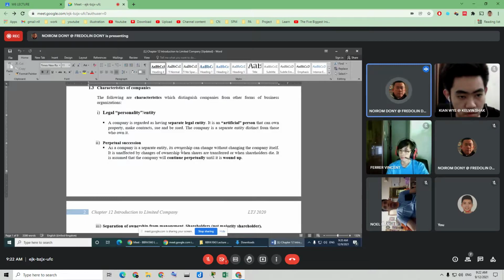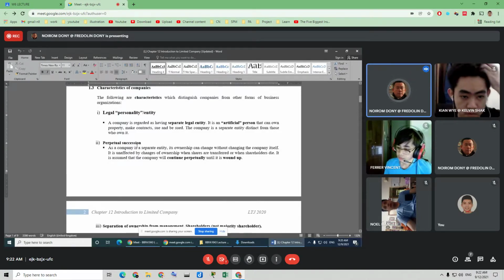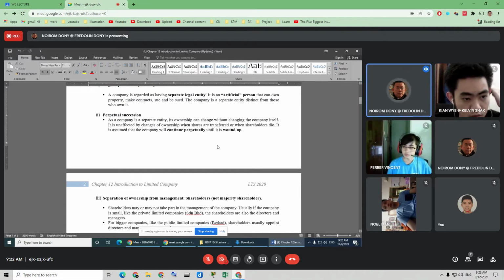So continuous. Meaning even though one of the shareholders dies, they can still continue the operation. Or even though the majority of the shareholders sell this entity, the operation is still continuing. It doesn't affect it. So that is what we call perpetual succession until it's wound up.